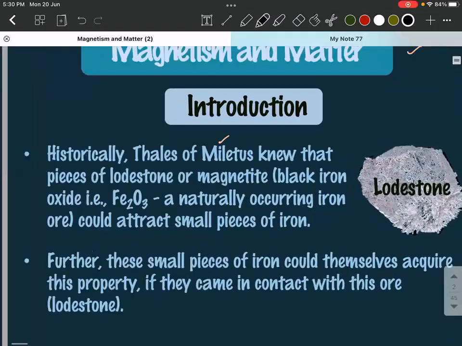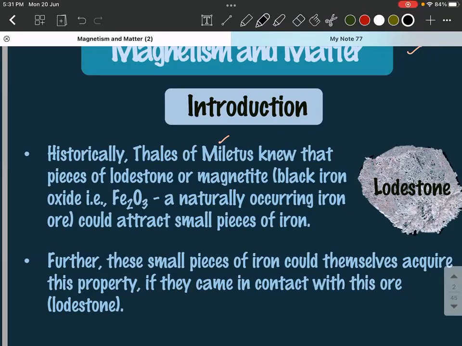If you go back and see the history, it was Thales of Miletus, who was a mathematician at that point. He observed that pieces of lodestone or magnetite, which is called black iron ore, which is Fe2O3, could naturally attract iron particles. So anything that could attract iron particles, now we are calling it a magnet.